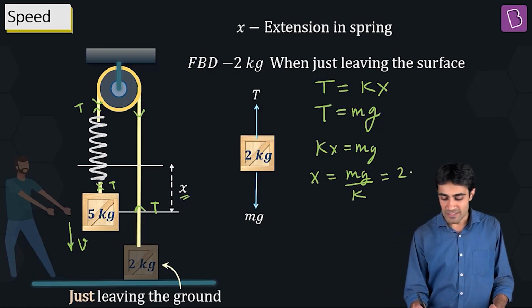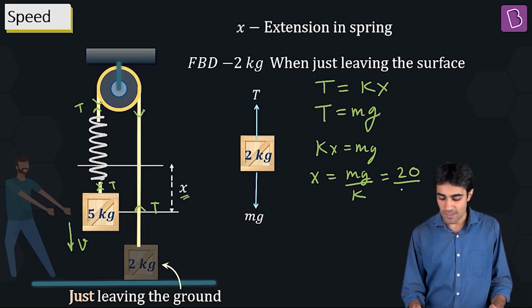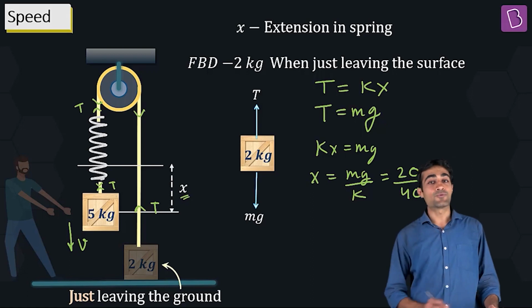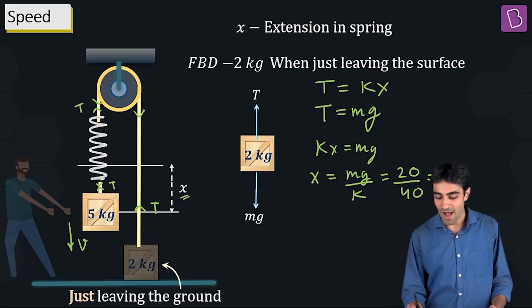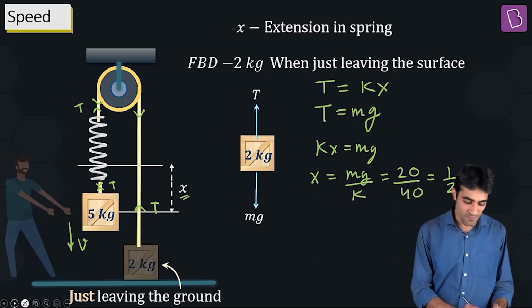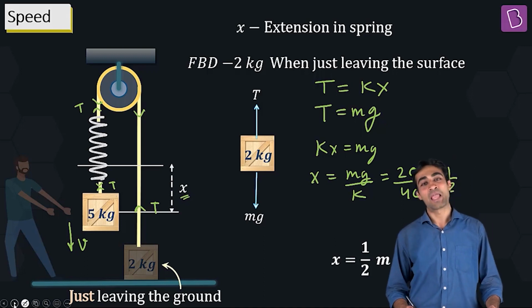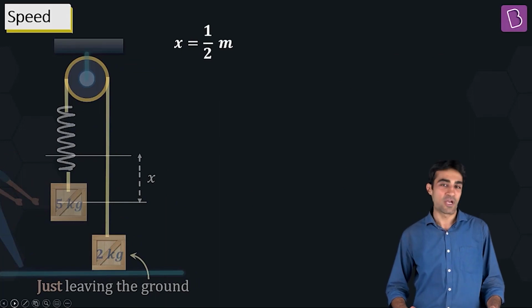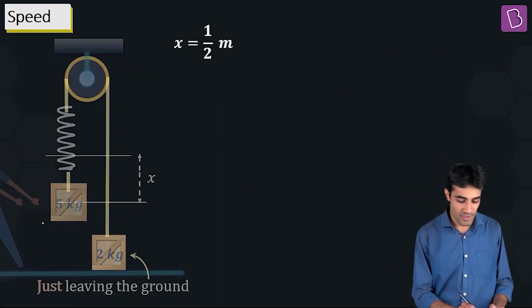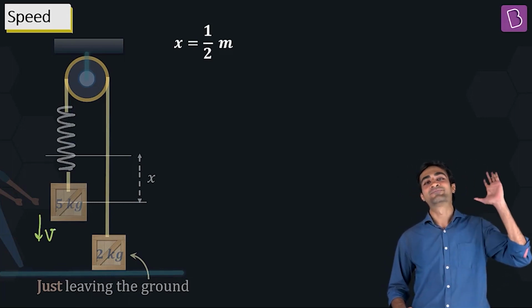Mass is 2 kg, so we have 20 because g is 10, mass is 2, and the value of k is 40. So we have 20 by 40 as the extension x, and this is nothing but half meter. So we finally got what is the extension in the spring. But unfortunately, this extension was not asked in the question. What was the question asking us? Question was asking us to find the speed of 5 kg block at this point.